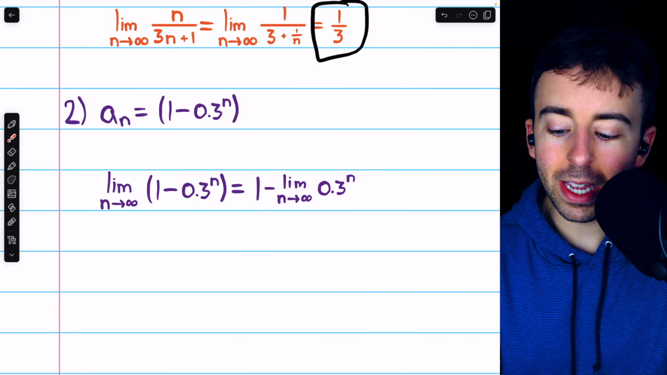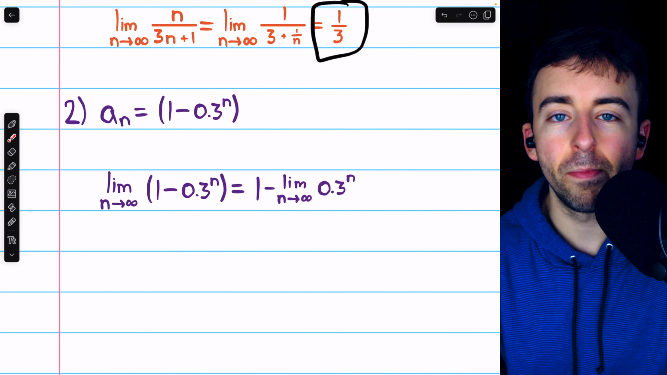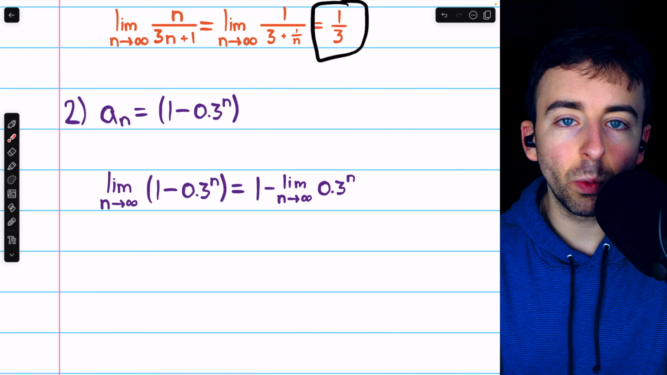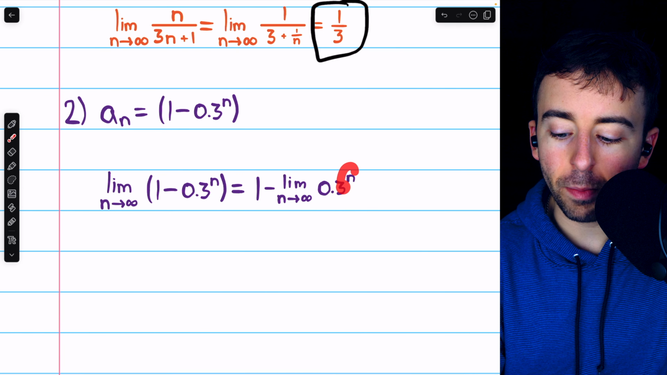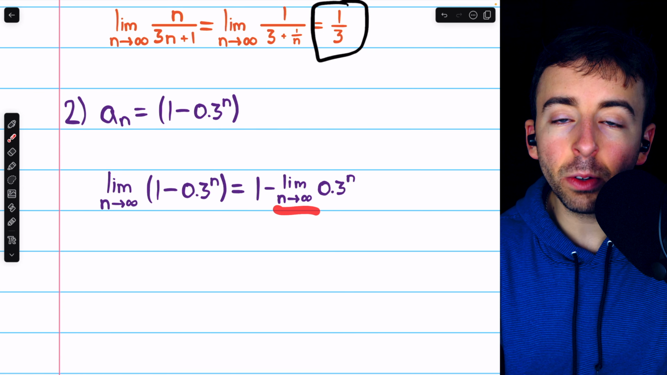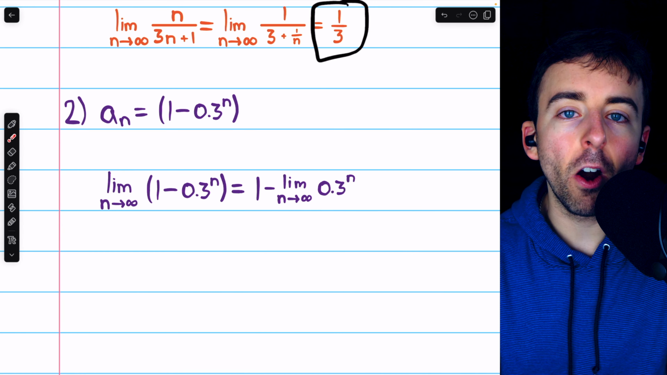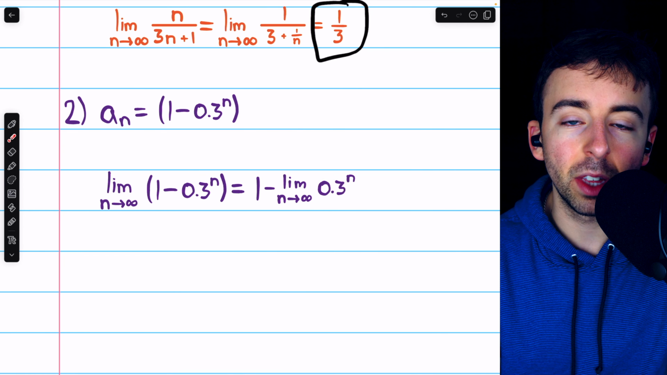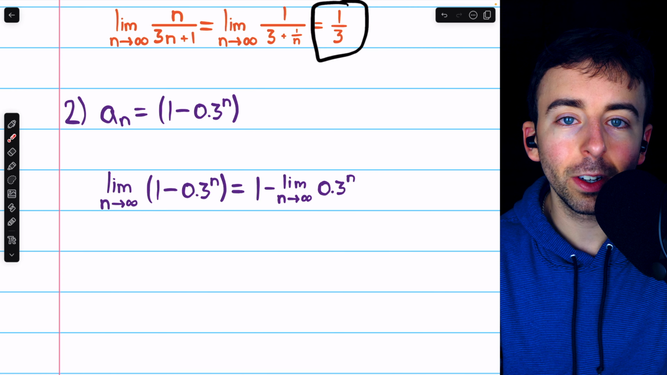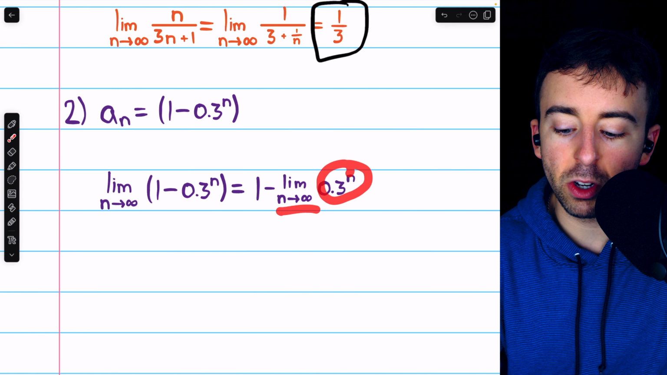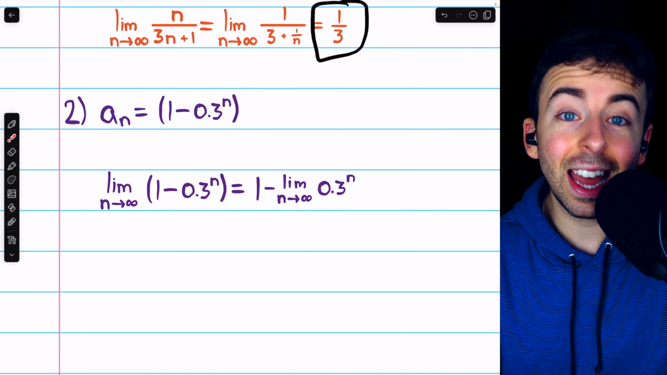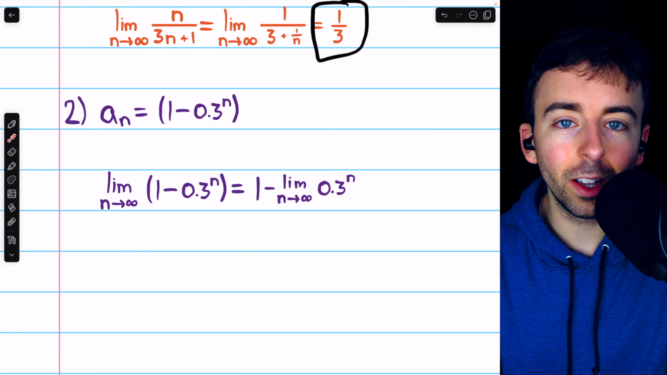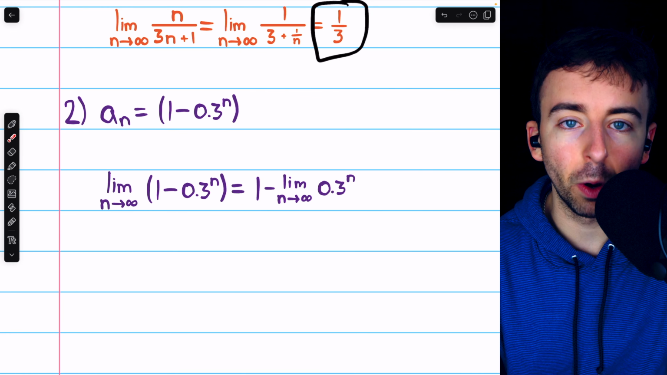Now you have to know, because this is a number whose magnitude is less than 1, when we raise it to the power of n, as n goes to infinity, it's going to get arbitrarily small. This is 3/10. 3/10 of something will only make it smaller. So when we raise this to an arbitrarily large power, it will get arbitrarily small. Hence, it will approach 0.